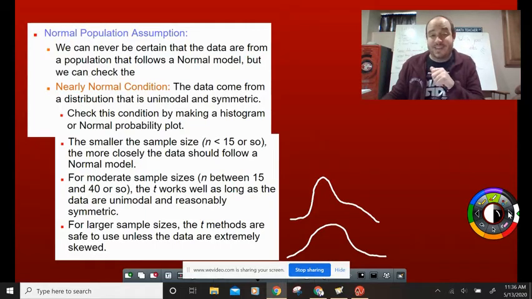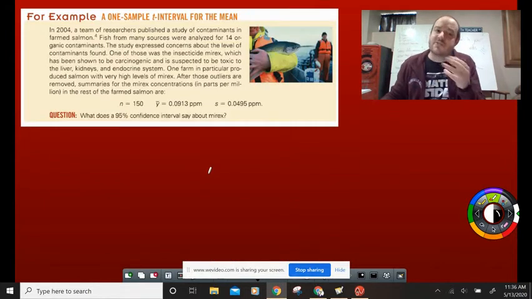So with that said, let's dive into doing some examples and knock this stuff out. First off, let's look at a confidence interval. I'm not going to read through all this. You're welcome to if you want, but essentially here's what's going on.